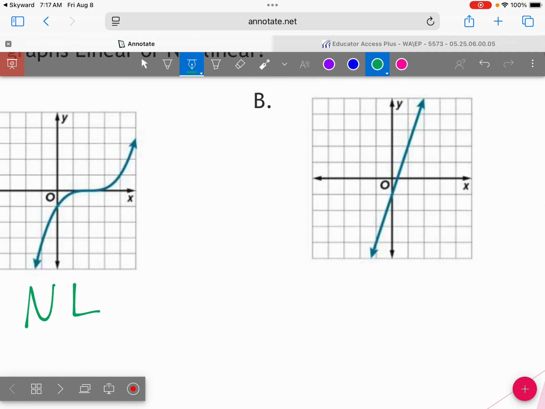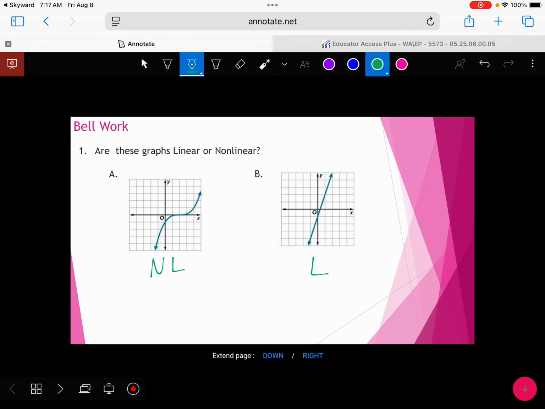What about B? What do we think about that one? It's linear. We got non-linear. We got linear. Ta-da. Moving on with our lives. We're just keeping it really short so that we make sure we have plenty of time for all the things we need to do today. Okay? Questions on either of these two?